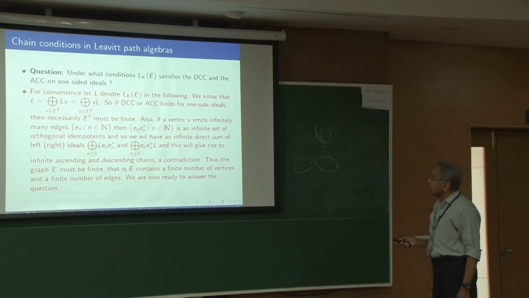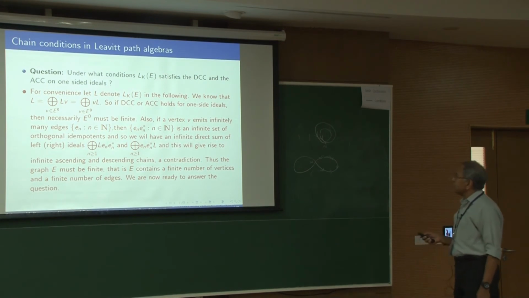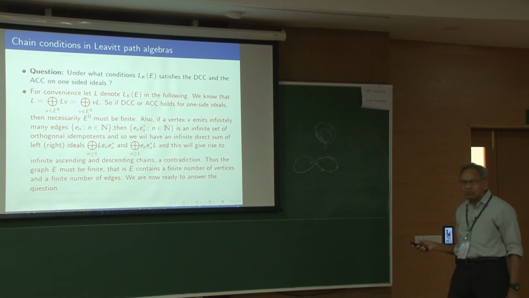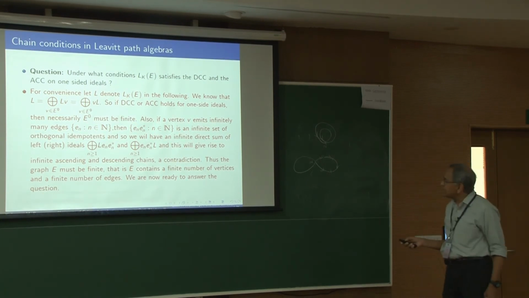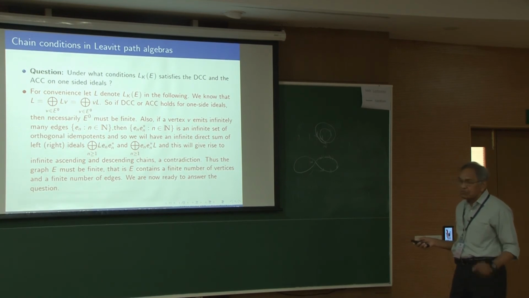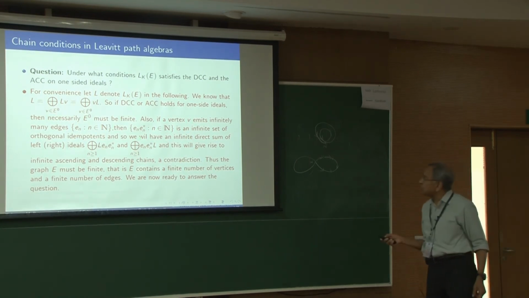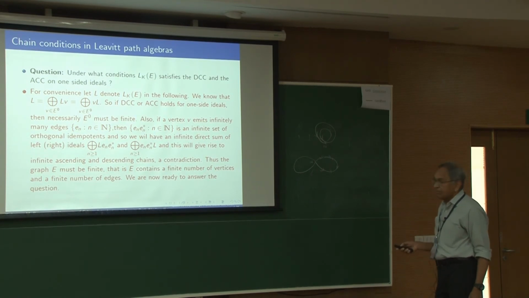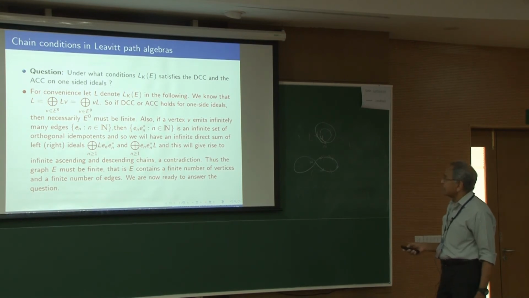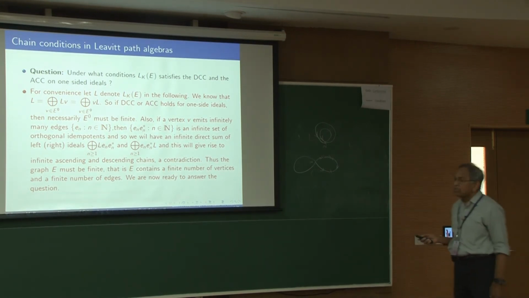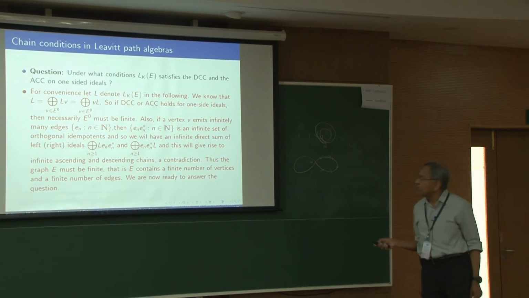this decomposition. Not only that, if a vertex V emits infinitely many edges, let's say E sub n for various positive integers n, then this set En times En star is always idempotent. Just in case you are not sure, just think about it. En star followed by En star, you see, is again En star. It's an idempotent. And these are orthogonal. They kill each other. Therefore, they would generate an infinite direct sum of left as well as right ideals. That will again give rise to infinite chains of left ideals or right ideals here.